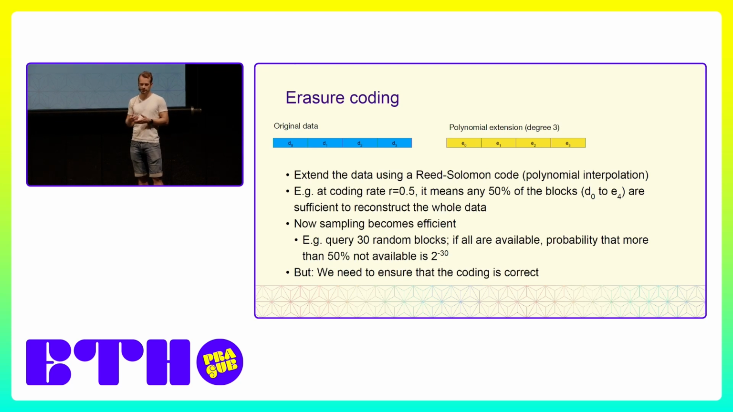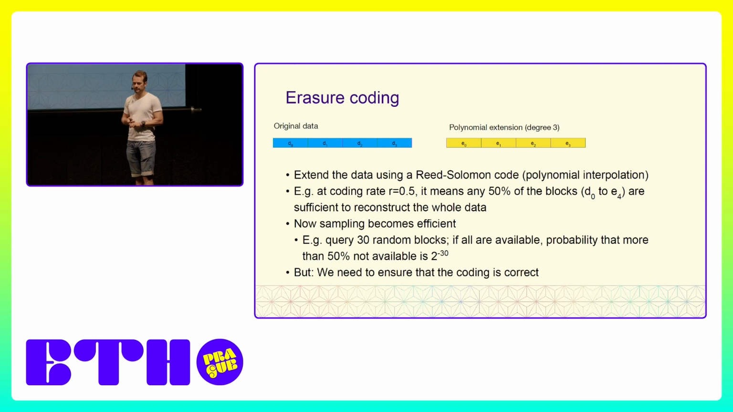And because of this fundamental property that any 4 points define a polynomial of degree 3, it now means that any 4 of these 8 points allow me to reconstruct the full polynomial. And so we say the coding rate in this case would be 0.5 because you need this 50% to reconstruct the data. And this means that the data availability sampling becomes efficient because now a small number of queries can ensure that a large amount of data is fully available.